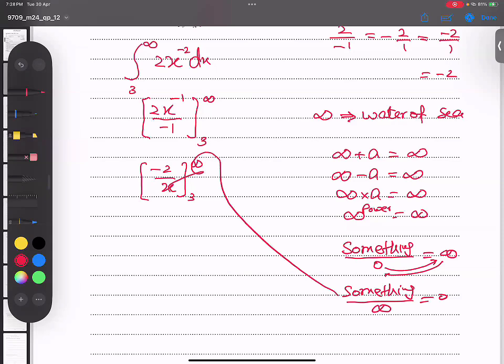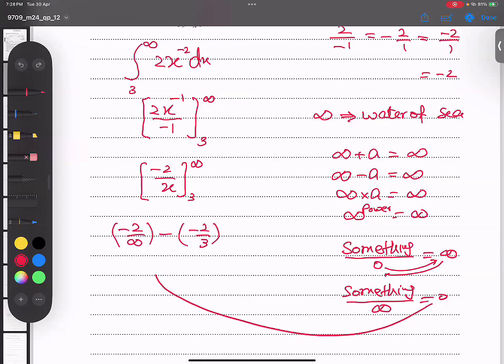So let's plug in the limits first. Upper limit -2 over infinity minus lower limit -2 by 3. And something by infinity is 0, so this part will give us 0. And negative of negative gives positive 2 by 3. So the answer is 2/3 unit square. I believe you got the point very clear. Yes, I think this part is very clear.